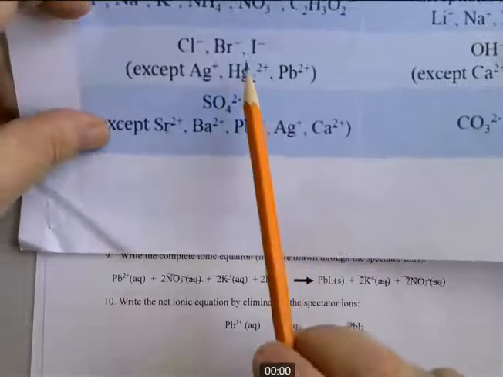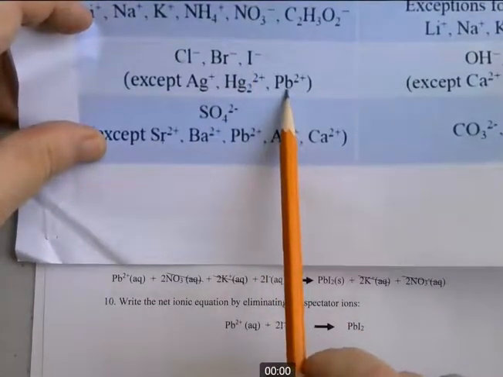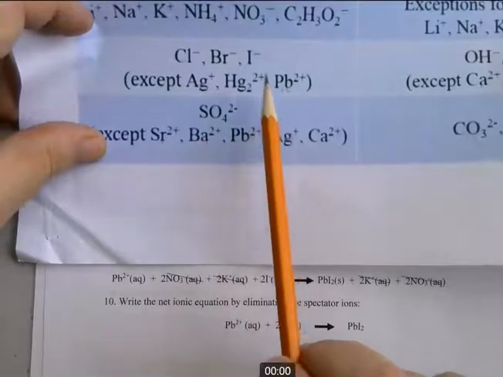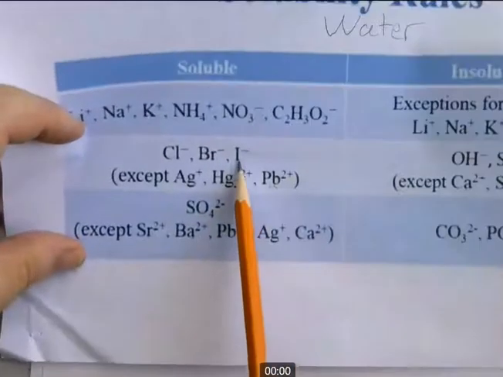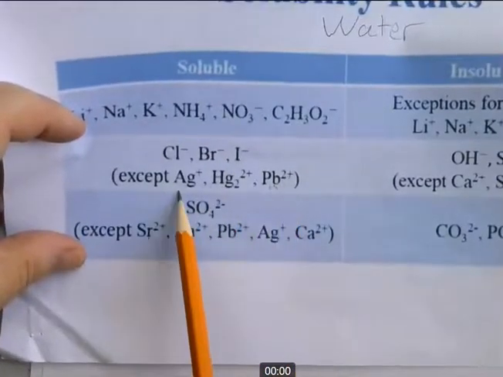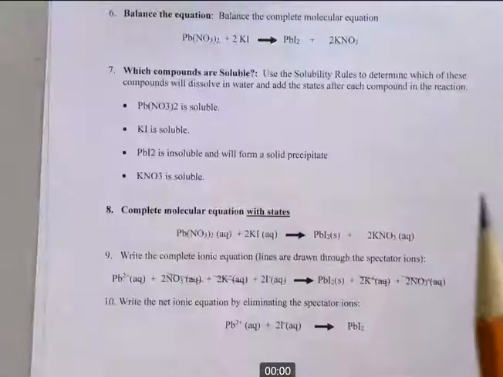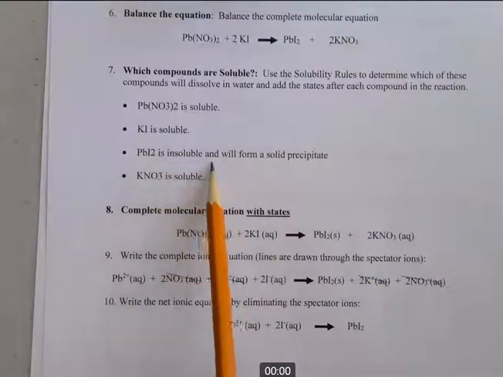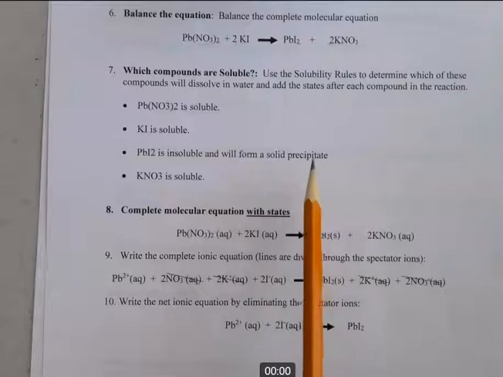PbI2, that should be a small 2. Well, let's come over here. I is soluble with anything unless it's attached to Pb. That means if you have a compound of PbI, lead iodide, it will not dissolve. This dissolves with anything except these 3 guys, and it's attached to one of those 3 guys, so it will not dissolve. So PbI2 is insoluble and will form a solid precipitate. Precipitate means it's a solid that, generally speaking, sinks to the bottom. That's what the word precipitate means.